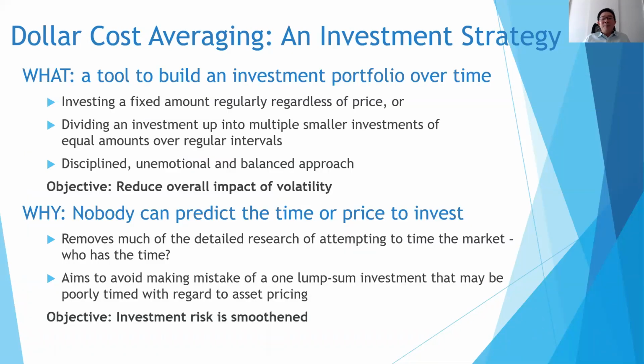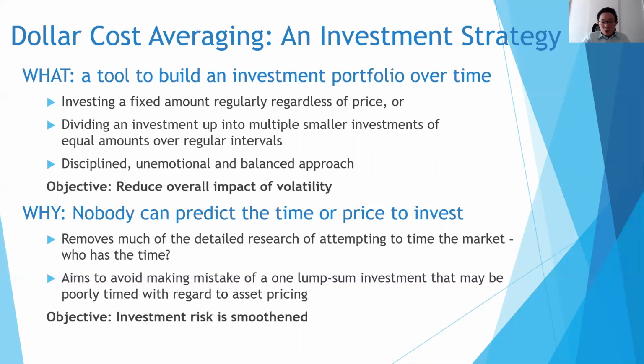nobody can predict the best time or the best price to invest. So it removes the time required to do research, attempting to time the market. Honestly, nobody can time the market. Nobody will tell you where the lowest point is and where the highest point is to sell. So we avoid mistakes like this when we do dollar cost averaging in our investments. This strategy can be used in all types of investments, not just investment policies. You can do it for your shares, your unit trusts, your ETFs. So at the end of the day, your investment risk is being smoothed out across the investment period.